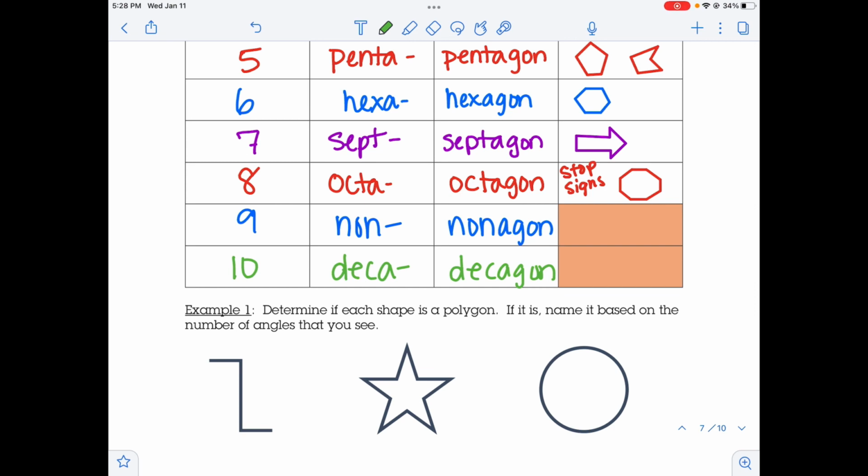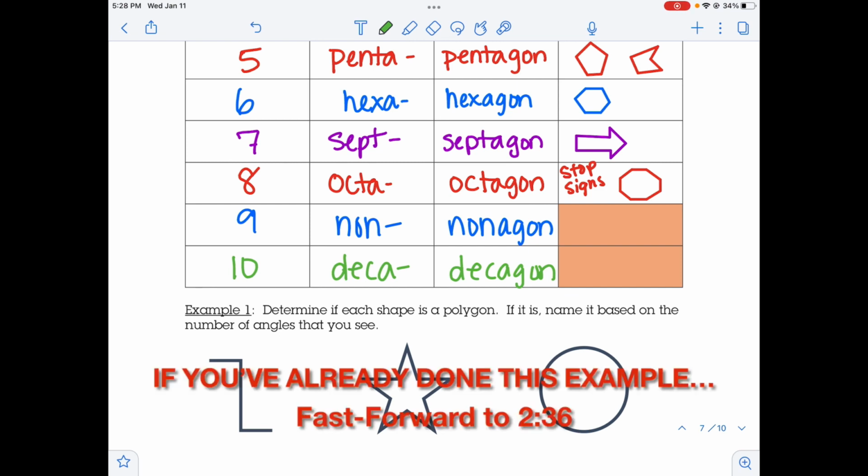For two of my classes, we didn't get to this example, so I have you linked to see this entire video where we can see example 1. And for my other two classes, you should have been linked to where we start on the next page. But if you ended up at this video, it's okay. Just fast forward through this example.